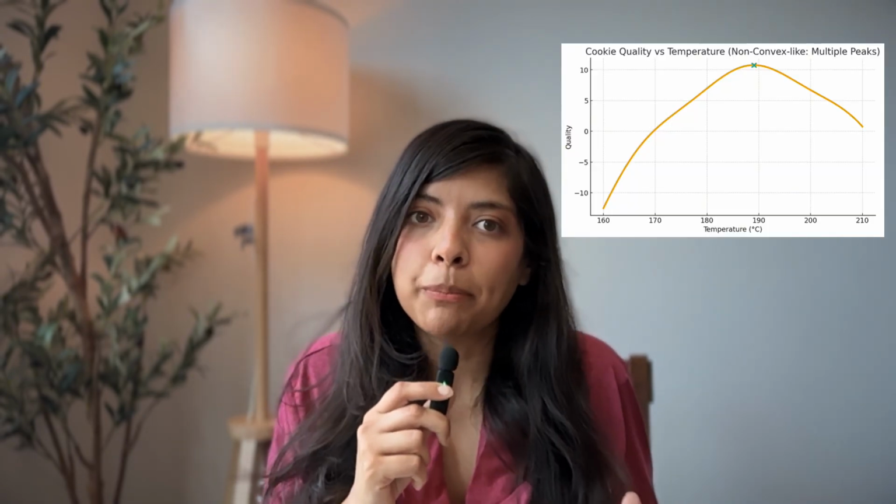In a non convex world, the graph is actually bumpy. You might find one decent looking peak at about 180 degrees C and think that is it, but actually 190 degrees C produces even better cookies. Convexity guarantees that when you optimize, the answer you find is the true best answer, not just a decent one.